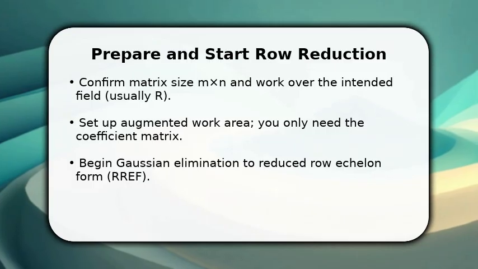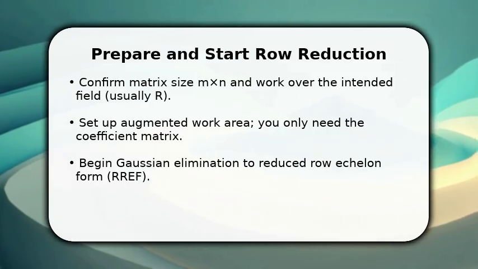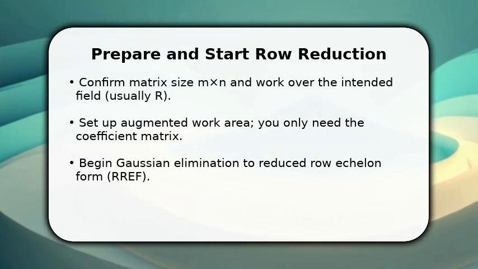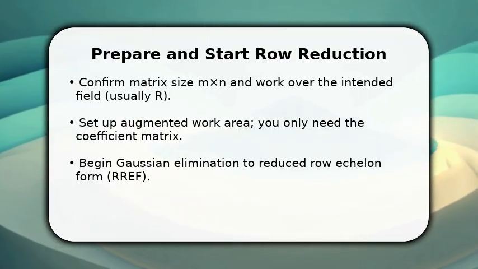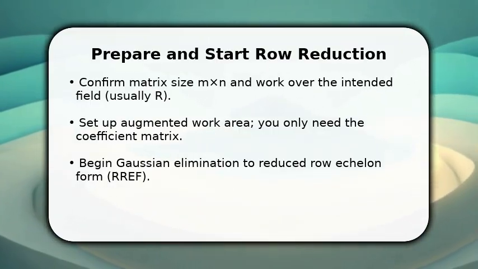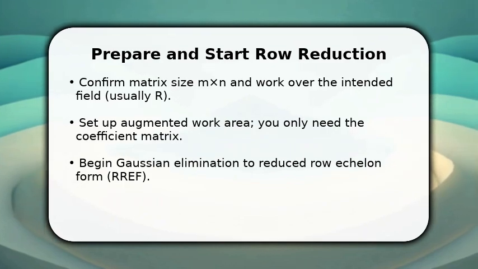Keep track of pivot columns as you go. These mark the independent columns of the original matrix. Make sure to avoid rounding errors if using decimals. Exact arithmetic or symbolic work is safer for theory.